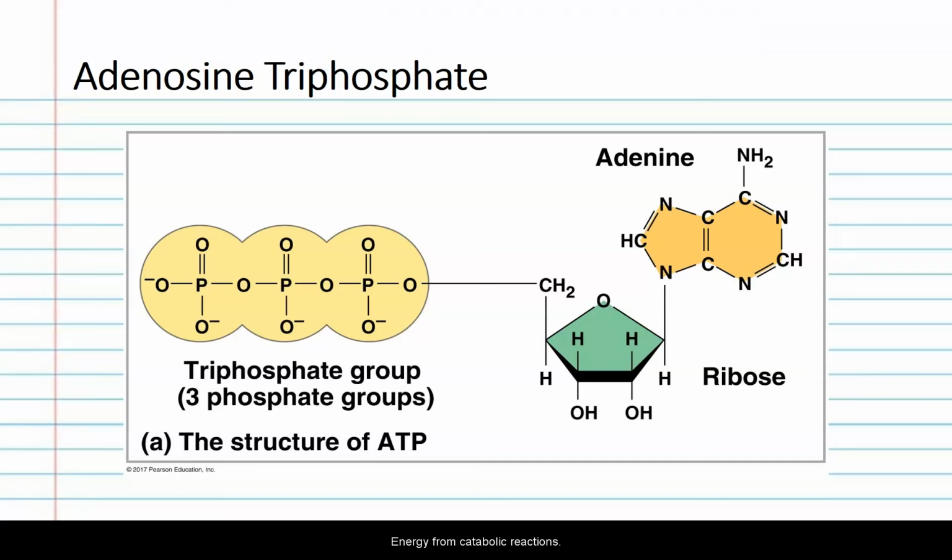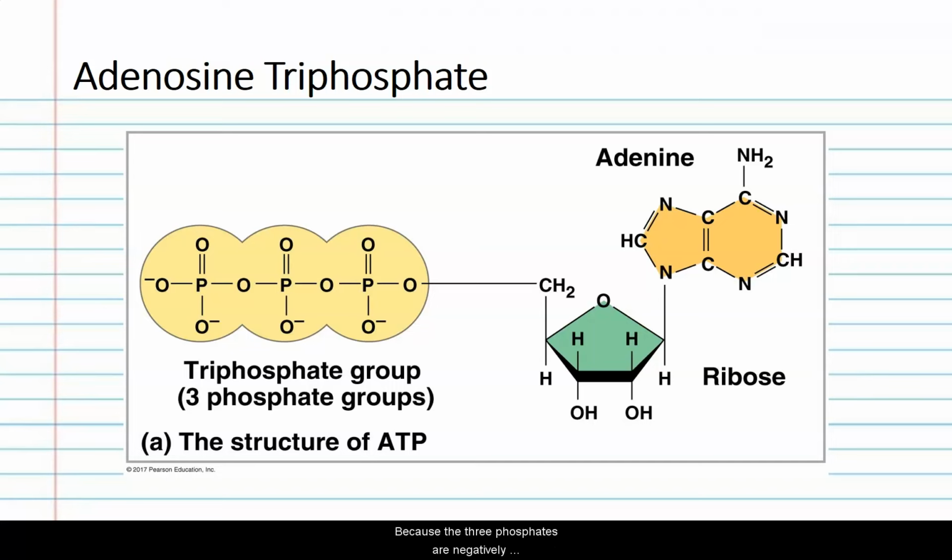Energy from catabolic reactions can be used to add that third phosphate group to the molecule. Right. And we're going to see that as we go into chapter 9. That's really what we're going to be focusing on, is how do cells make ATP.